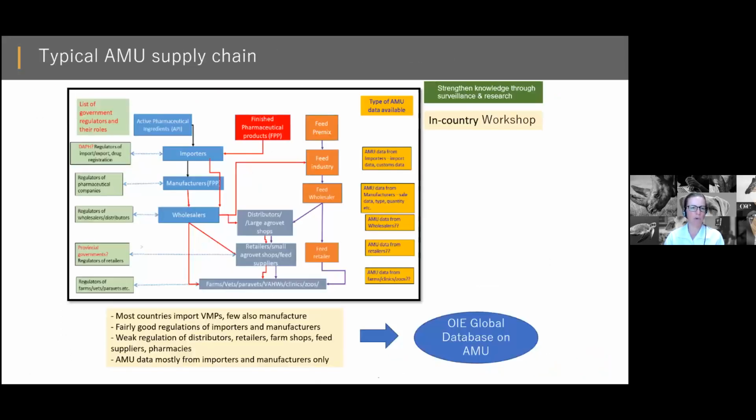So we want to understand where do the antimicrobial agents come from, where they're manufactured, how are they sold, who sells them, who buys them, where are they used. And you can see very soon it gets quite complicated. And this obviously means that collecting antimicrobial use data can be complicated as well.